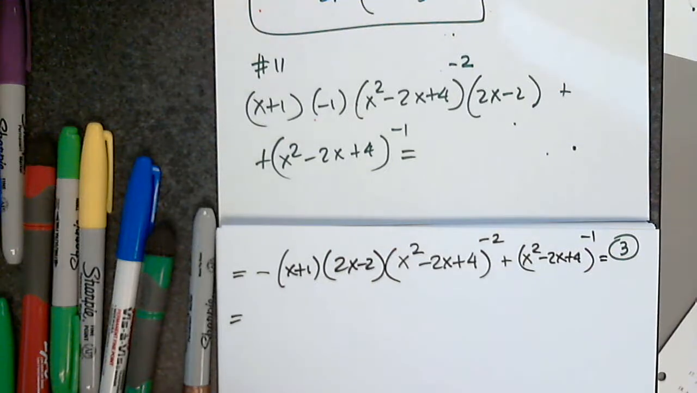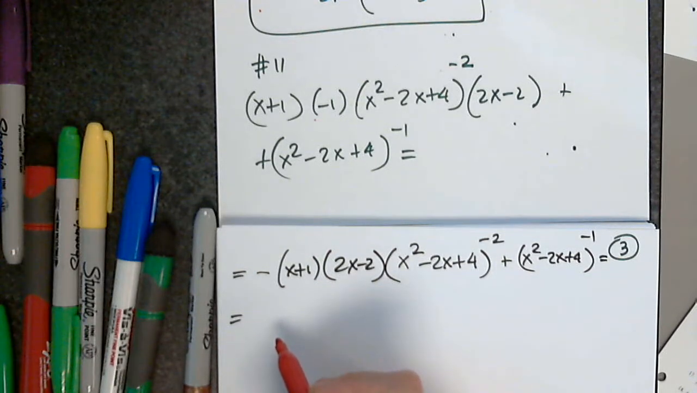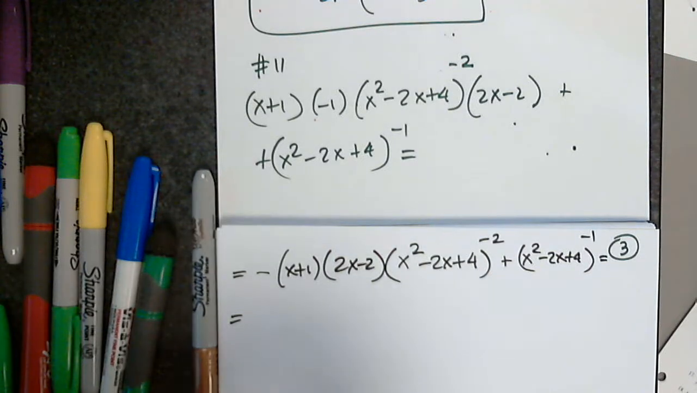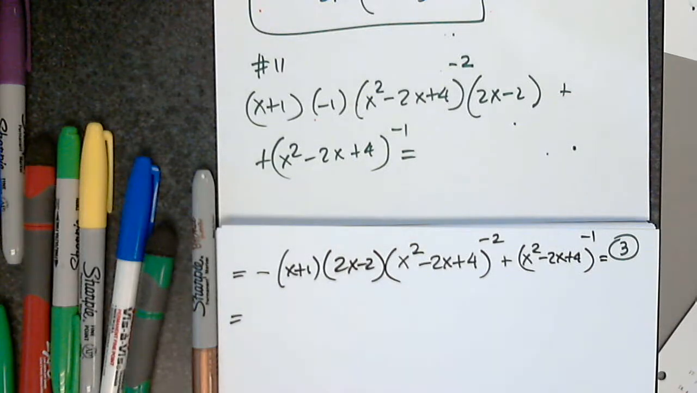Oh, we're not there yet. Okay, so if that's at this step, I would like to say FOIL, but I would distribute x plus 1 times 2x minus 2. Nope. I'm not saying it's wrong. I just have to look at what you did, but I recommend something else.